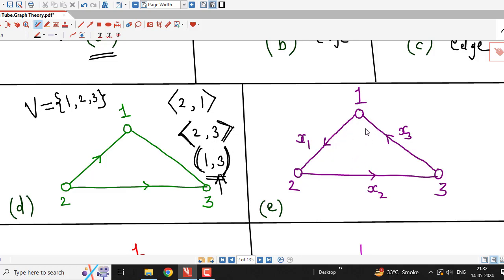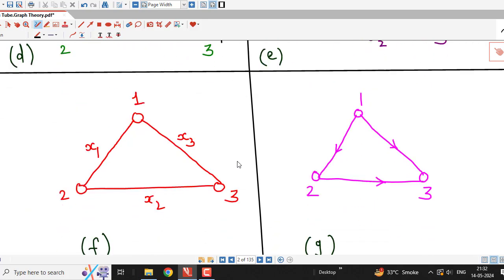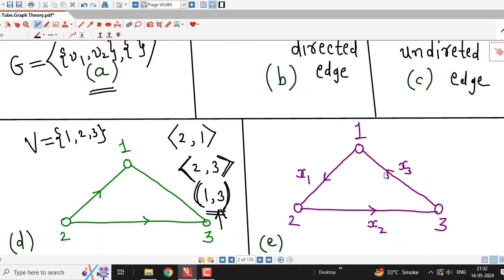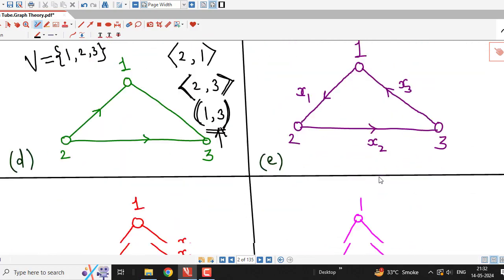This is another example in which all the edges are directed edges. This is another example in which all the edges are undirected. Here all the edges are directed. So these are several examples of graphs.